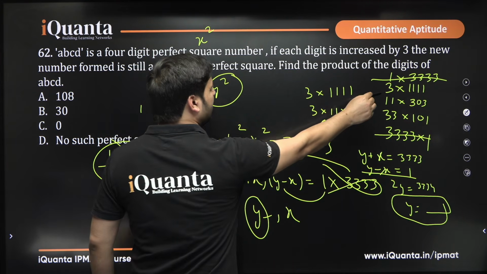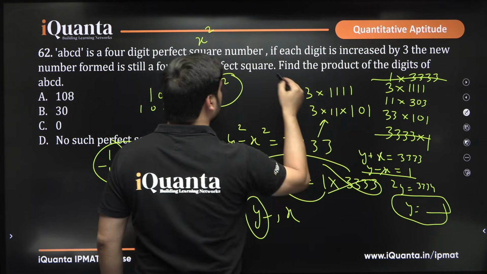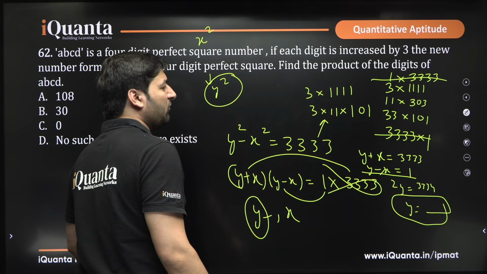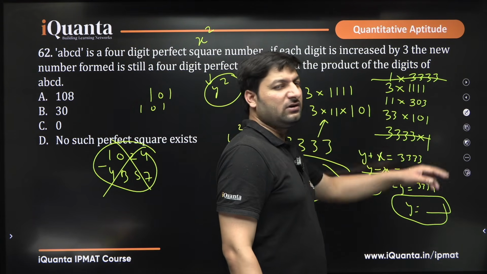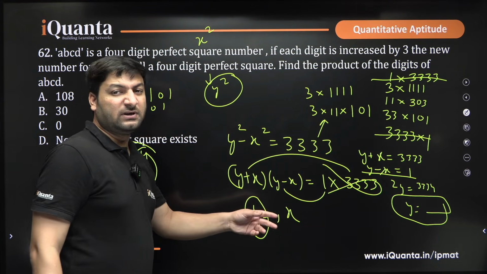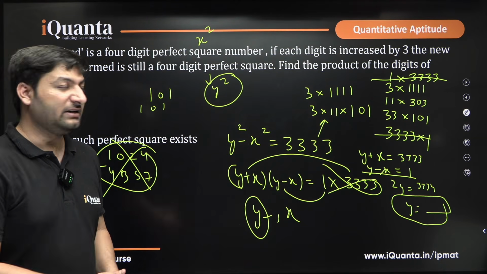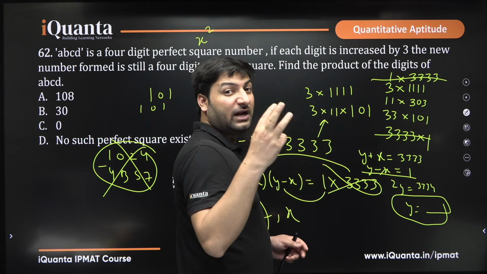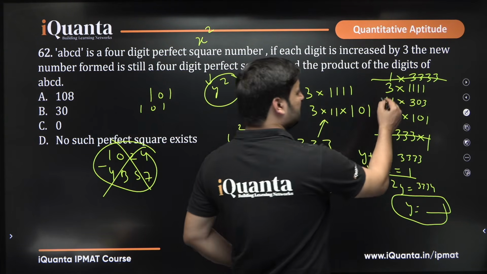In the same way, we will be doing these as well, 3 into 1111. So y minus x will be 3, y plus x will be this. If you add both, 2y will be 1114 and y will be a 3-digit number. If y is a 3-digit number and you square it, it will become a number greater than 4 digits. So this is also gone.